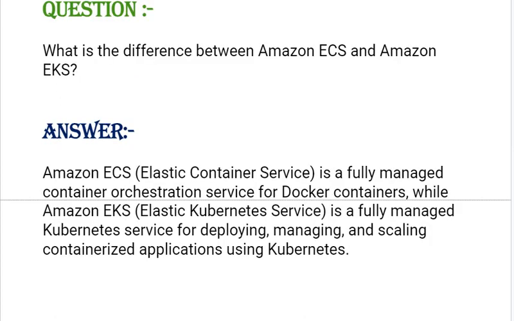Our next interview question is: what is the difference between Amazon ECS and Amazon EKS? Your answer should be: Amazon ECS, that is Elastic Container Service, is a fully managed container orchestration service for Docker containers, while Amazon EKS, Elastic Kubernetes Service, is a fully managed Kubernetes service for deploying, managing, and scaling containerized applications using Kubernetes.